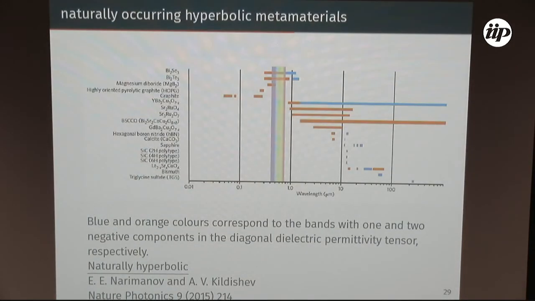In this, there's another work. There's a list of natural hyperbolic materials, and the first two of them work in the visible. Most of them are in the infrared or UV regions, including graphite. Graphite is a natural hyperbolic metamaterial, but for UV.